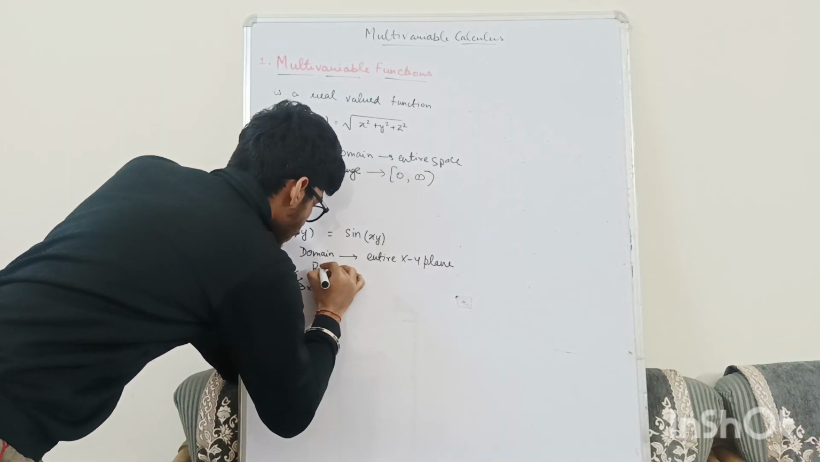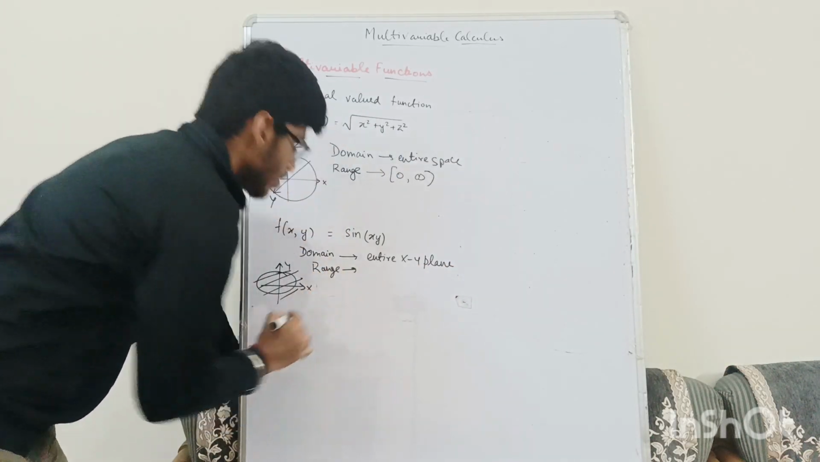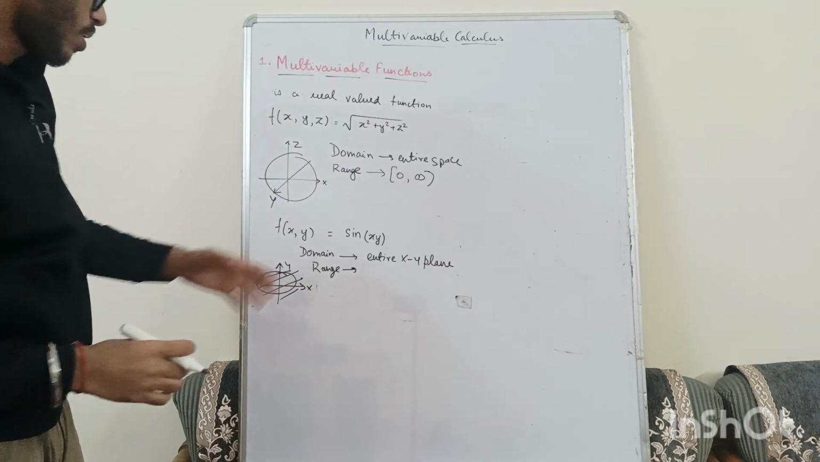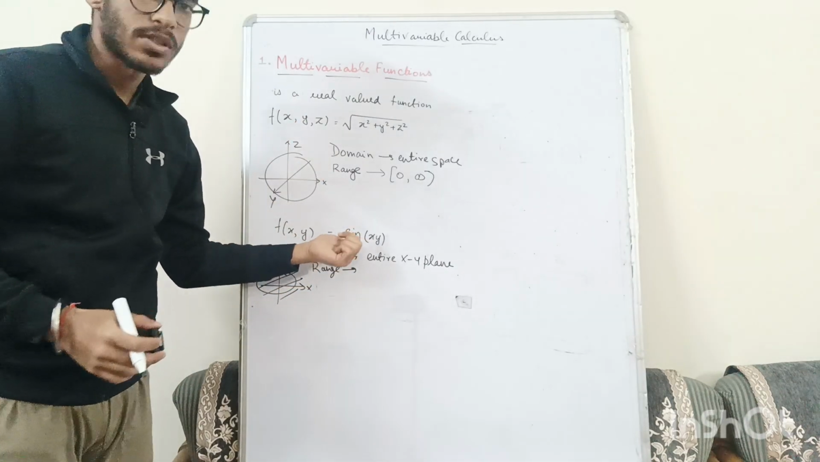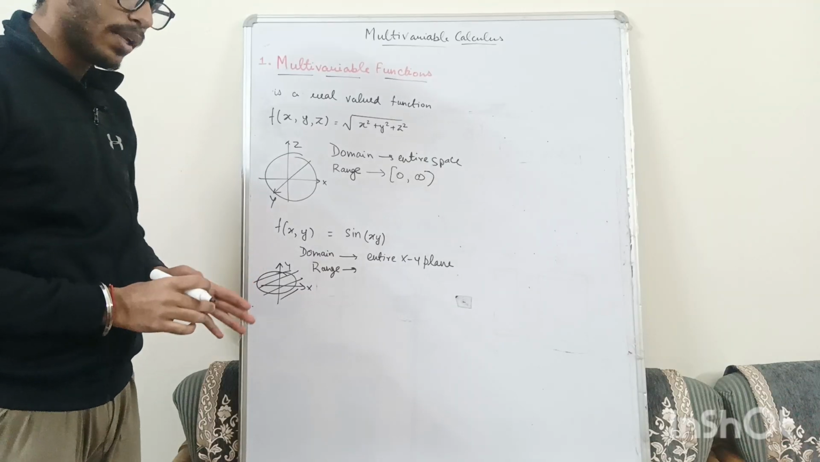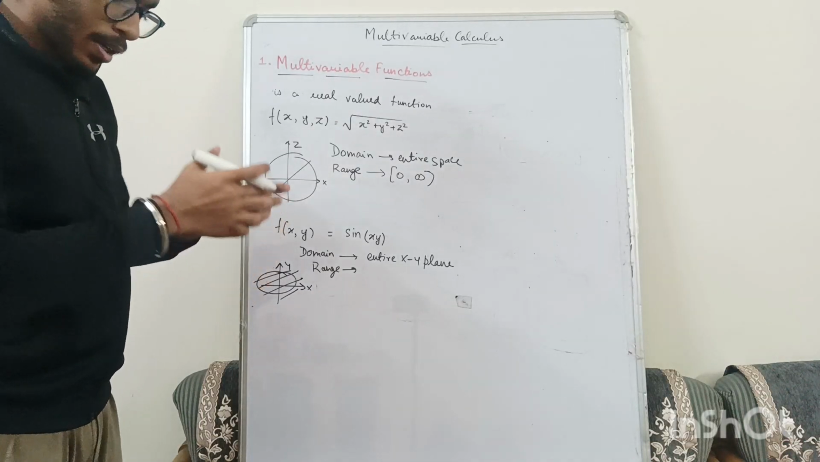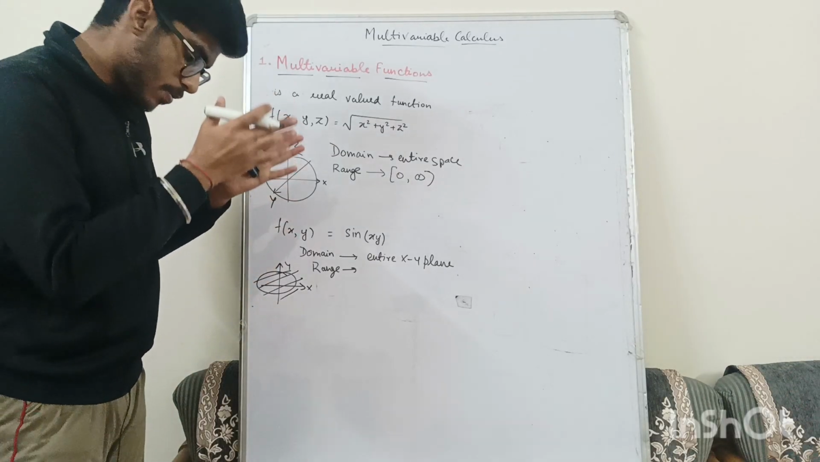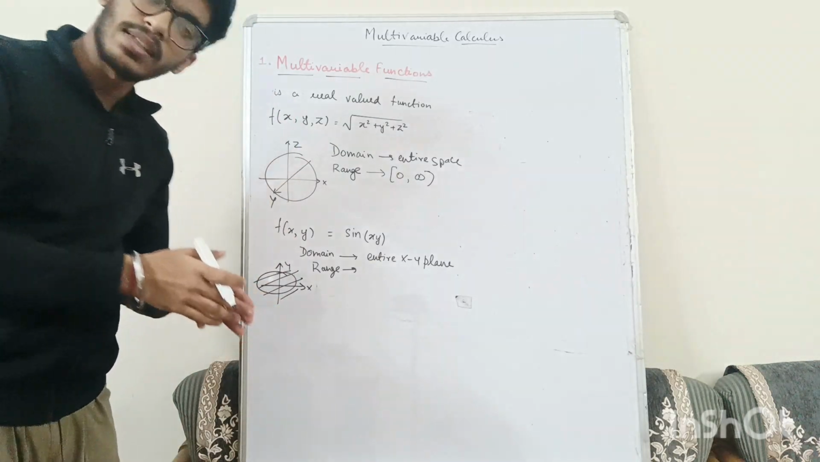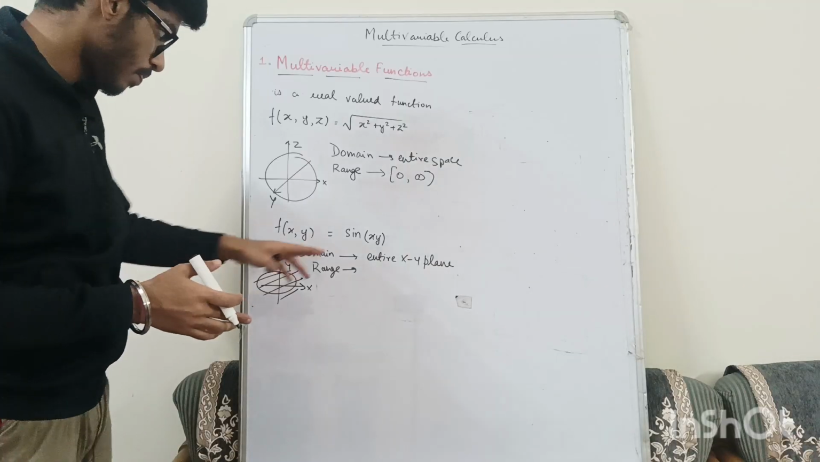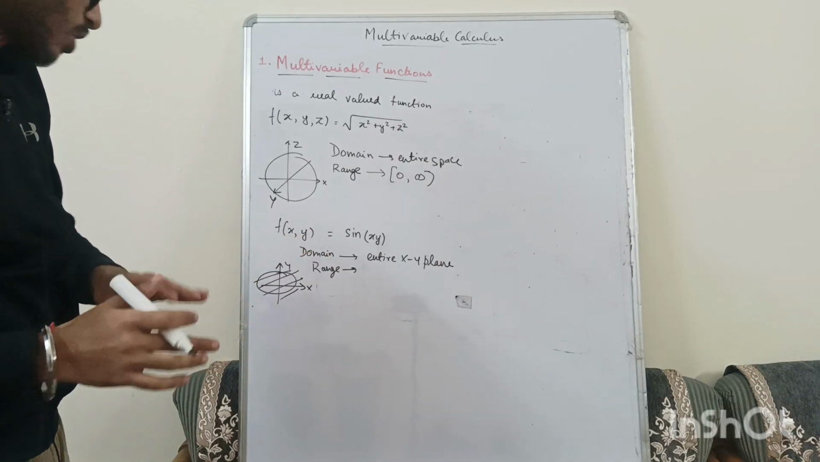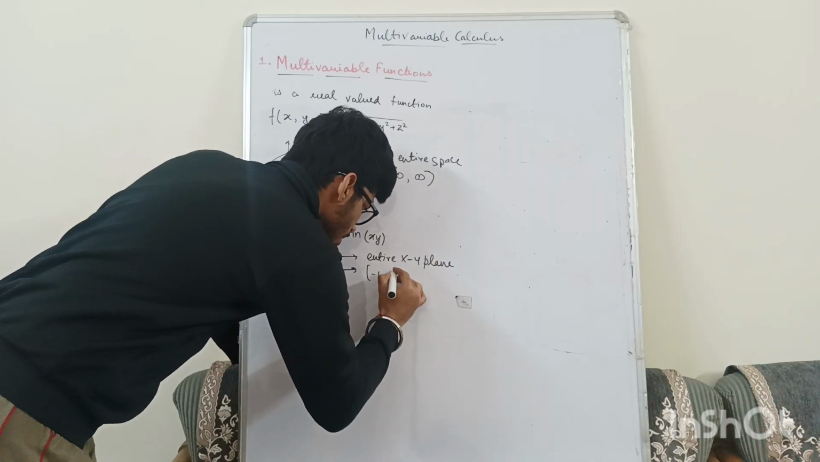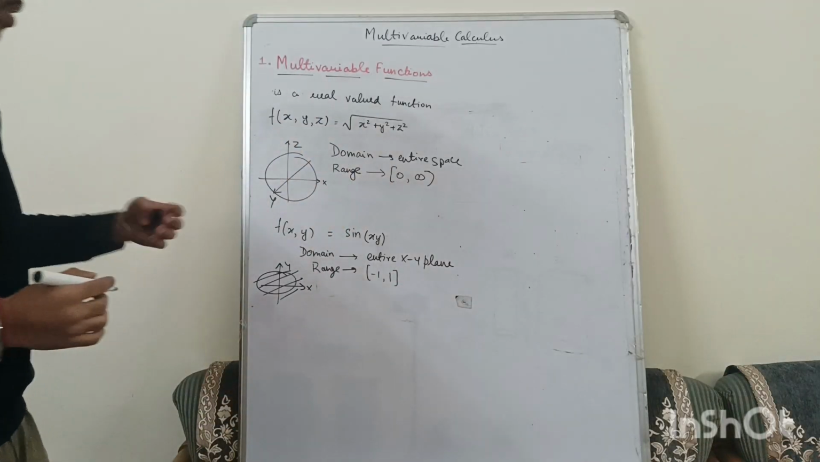And if I talk about its range, now we look at the function. It's the sine function. So we know the sine function is bounded between -1 and 1. It can have the lowest possible value, that is -1, and the largest possible value, that is 1, including both -1 and 1. So its range is the closed interval -1, 1. Right.